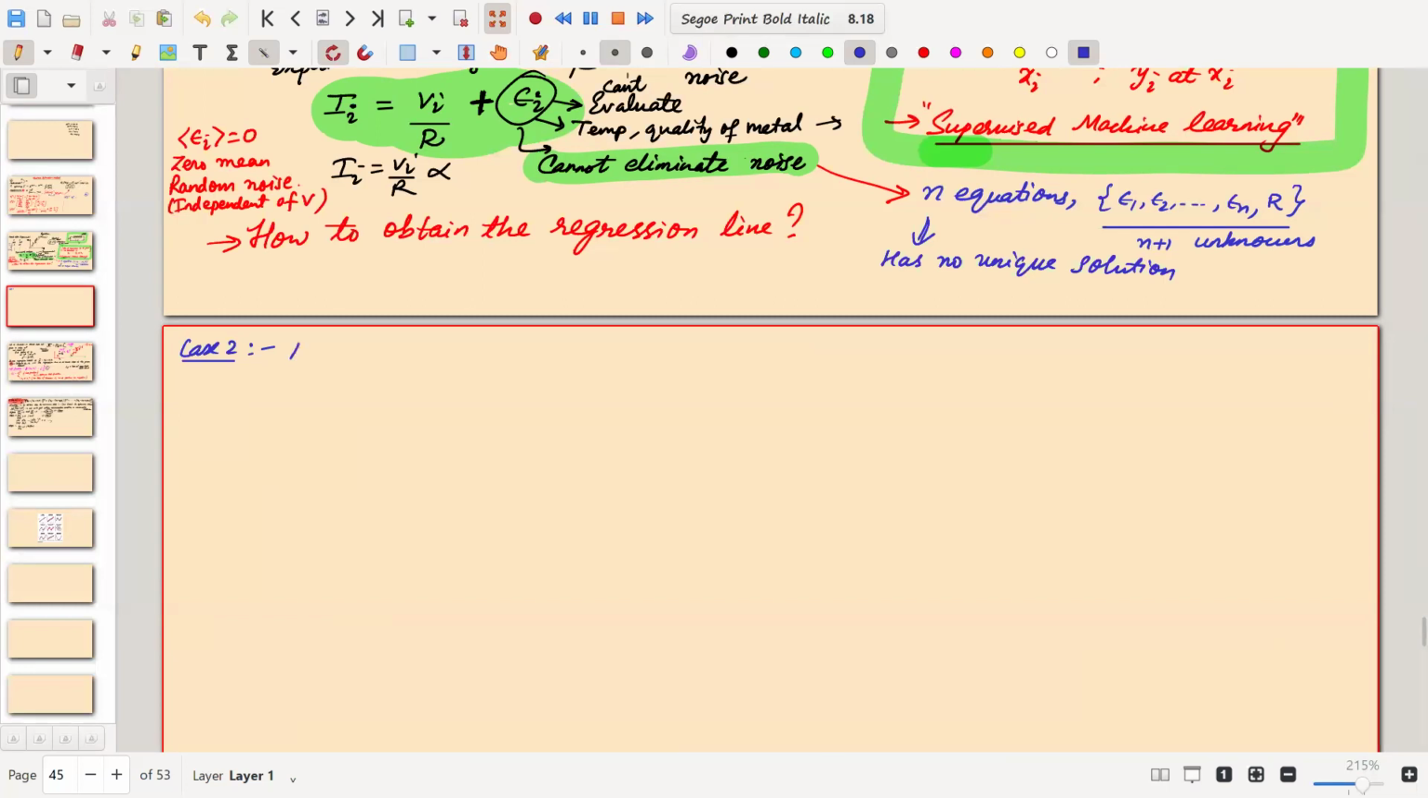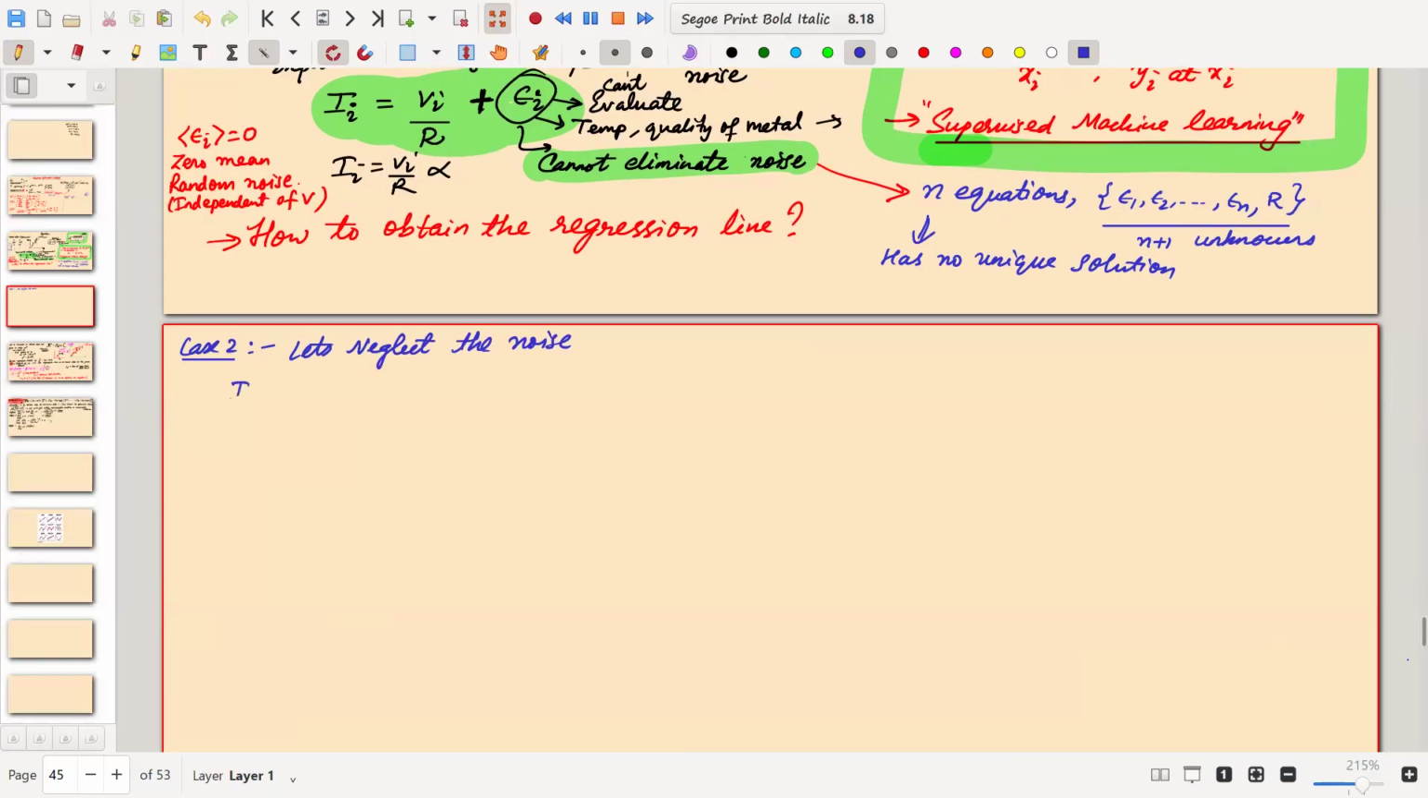Let us neglect the noise. Neglecting the noise means epsilon i equals 0. We are setting epsilon i to be 0. In that case, can you tell me, then it will be I_i equal to V_i by R, right? So how many equations are there? N equations. How many unknowns are there? Yes, one unknown. That is just R.